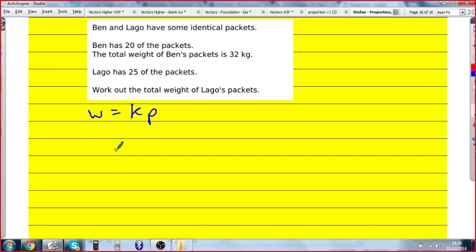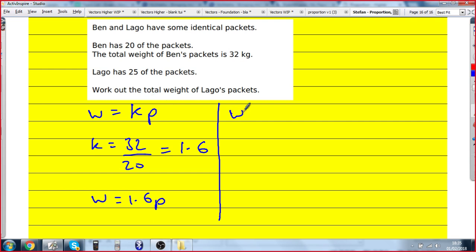Work out k by doing 32 divided by 20, which is 1.6. So k is 1.6. So w equals 1.6p. And then p is 25, so it's 25 times 1.6, not divided. K and p aren't divided by each other.